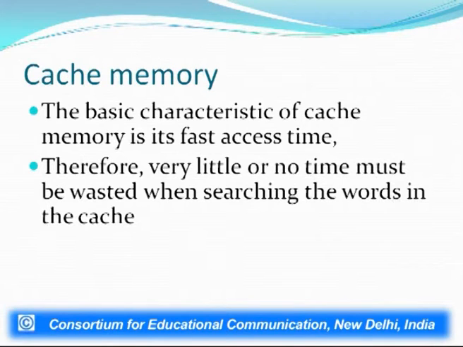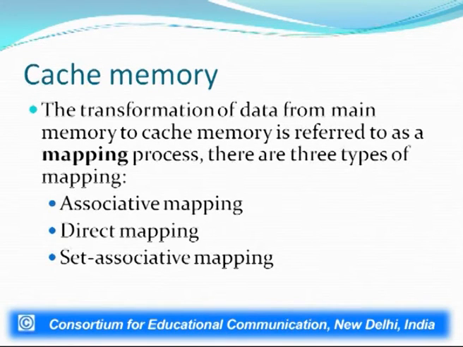Now, the basic characteristic of a cache memory is that it is fast in access time. Therefore, very little or no time must be wasted when searching for words in the cache. The transformation of data from main memory to cache memory is referred to as the mapping process. There are three types of mapping: associative mapping, direct mapping, and set associative mapping.